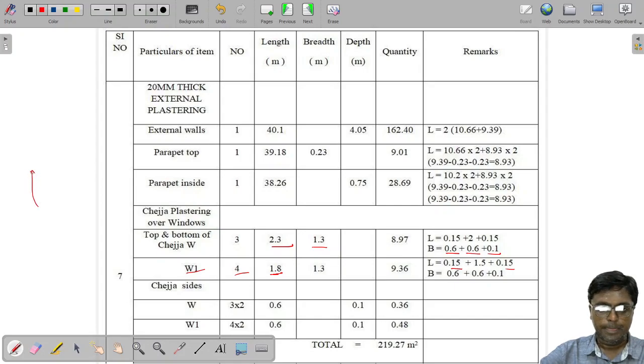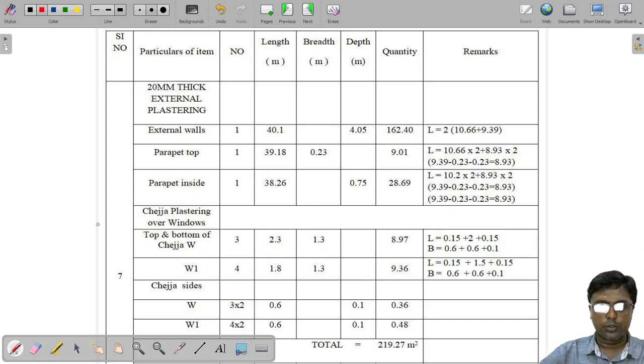For example, if this is the chajja of 0.6, we have to take 0.6, we have to do plastering here, on the top, on the bottom, and also on the side. That is why 1.3. So after multiplying all this, we will get the quantity.